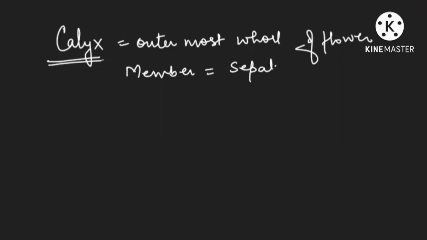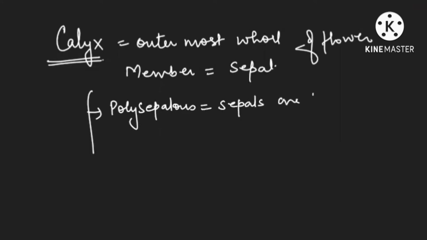So the condition can be that all these sepals can be free or they can be fused. If the sepals are free, we say this condition is known as polysepalous. Polysepalous means sepals are many and they are free. Examples of the polysepalous condition are mustard and radish.